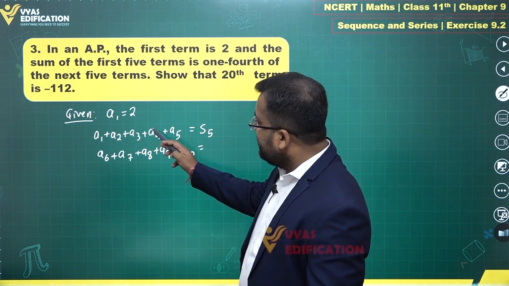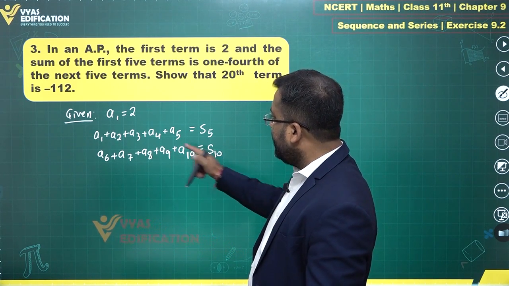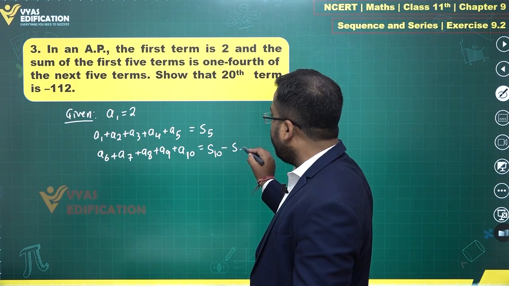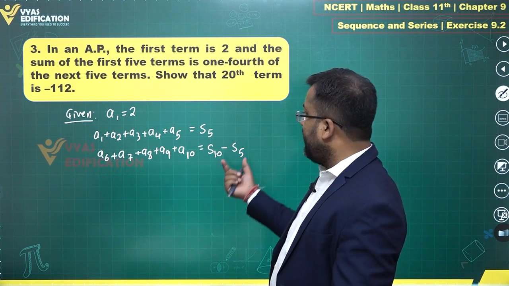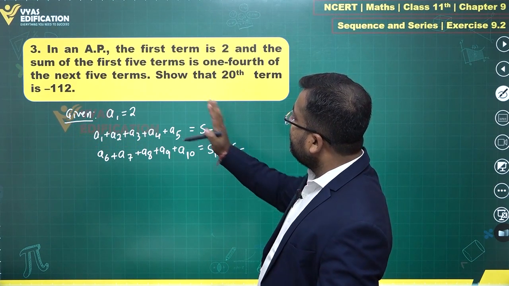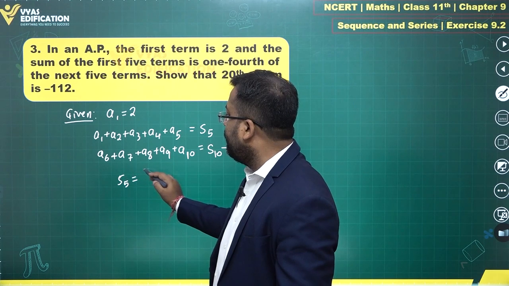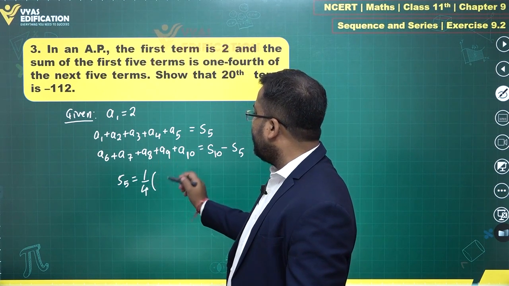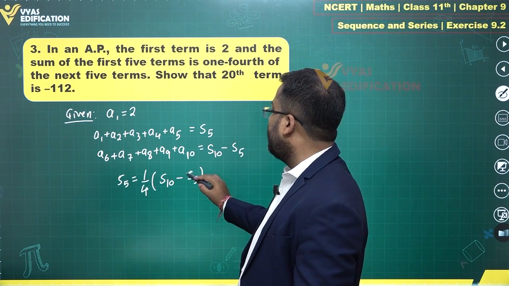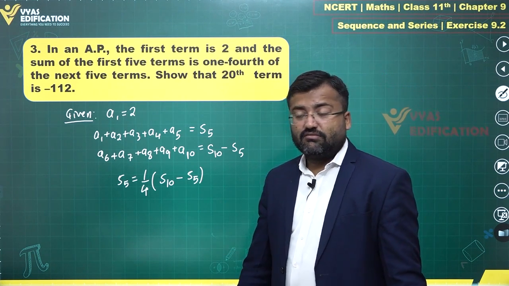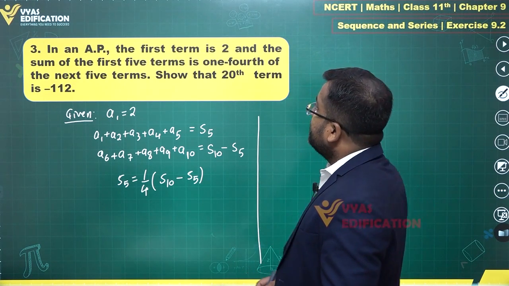What will this actually be? This will be this plus this. Had this been this plus this, it would have been S10. But if you subtract these, this is S10 minus S5 as per the formula of our arithmetic progression. So we have S10 minus S5, and it is given that the sum of first 5 terms, S5, is equal to 1/4 of the sum of next 5 terms, which is S10 minus S5. This is what you have. Is that okay? Yes. Take a look at this carefully. This is given, right?